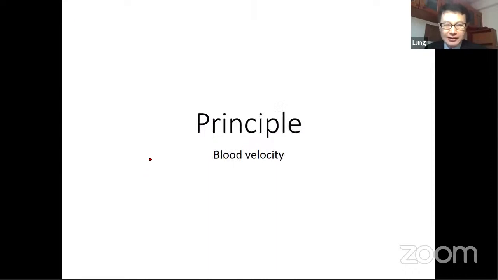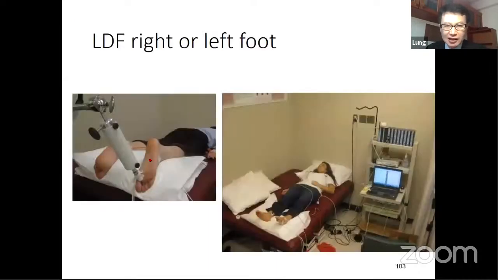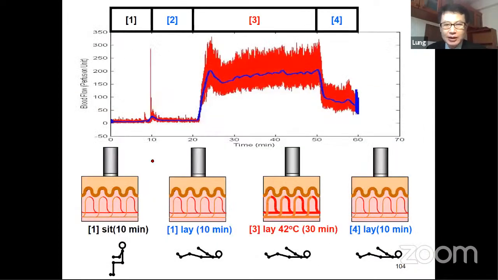Okay, the last one is blood velocity. We use LDF, laser Doppler flowmetry, to detect the blood vessel velocity, and then you can see the heating. When we heat to about 42 degrees, the velocity will increase. Here is blood flow, blood perfusion, that is velocity. It will increase.